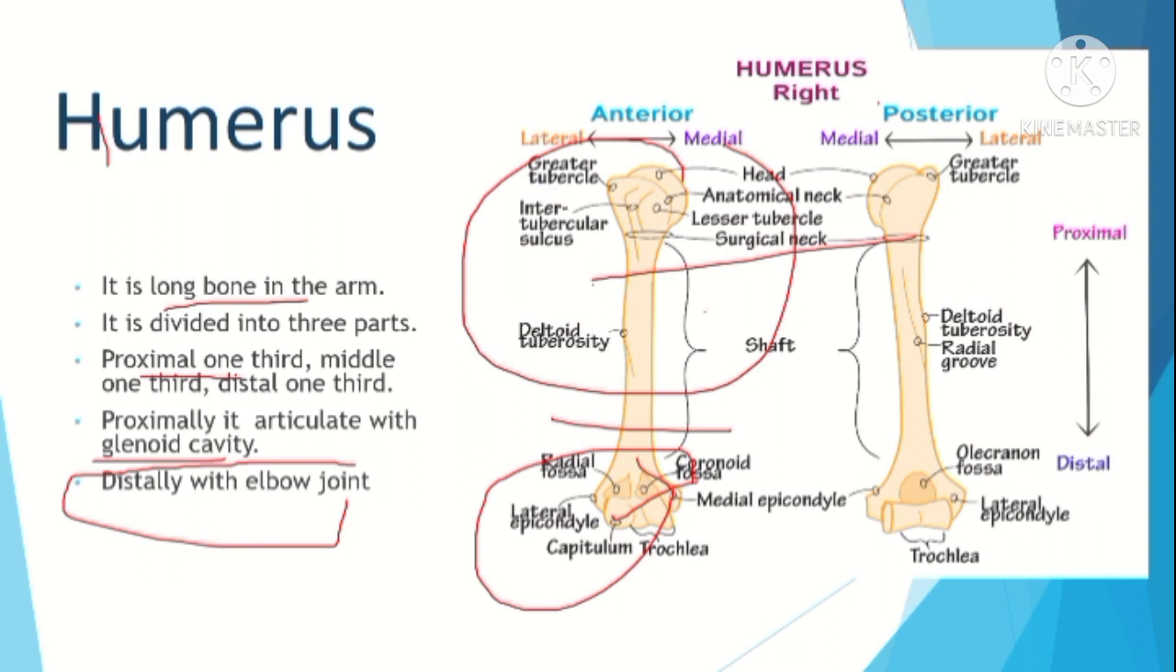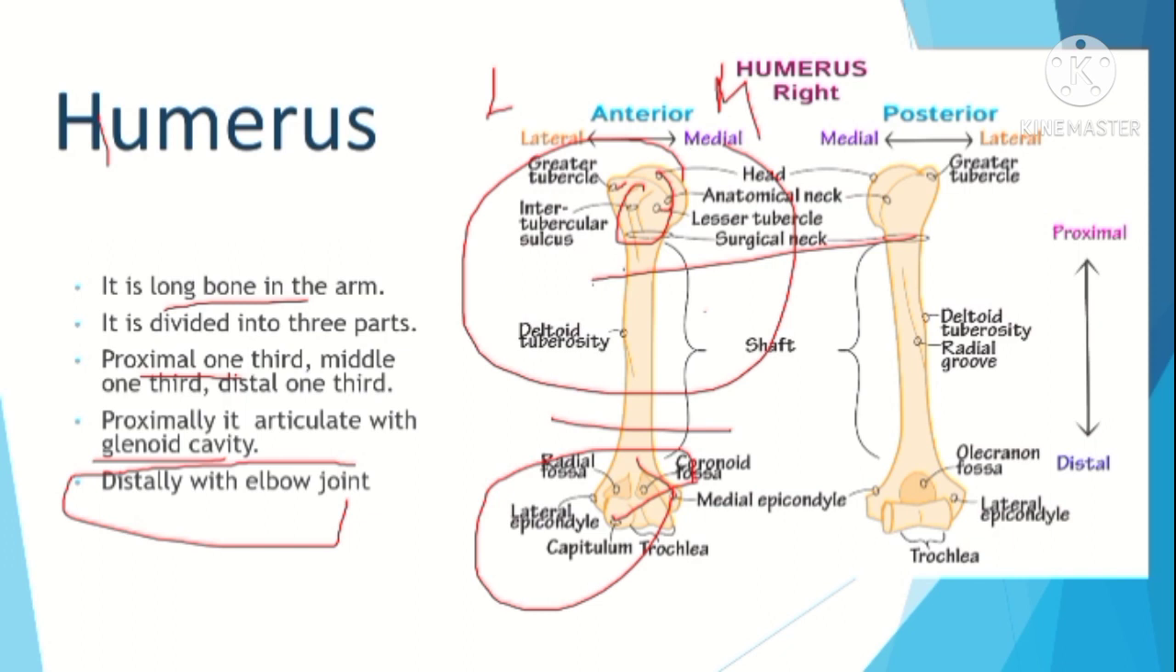Now this is the anterior view and this is the posterior view. Lateral means away from the body, medial means towards the body. Here you can see the greater tubercle and the lesser tubercle. Between these tubercles there is one more groove, which is called the intertubercular sulcus. The name also denotes it: inter means between the two tubercles.